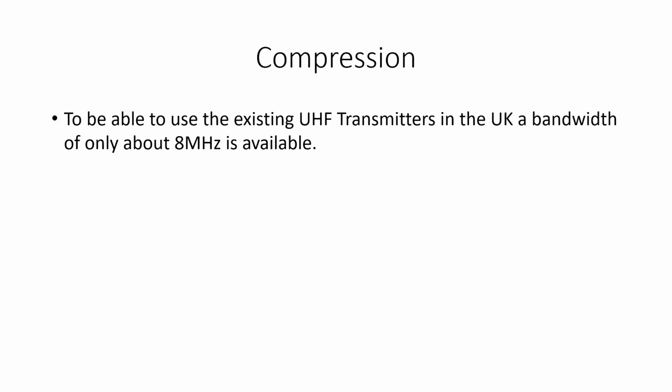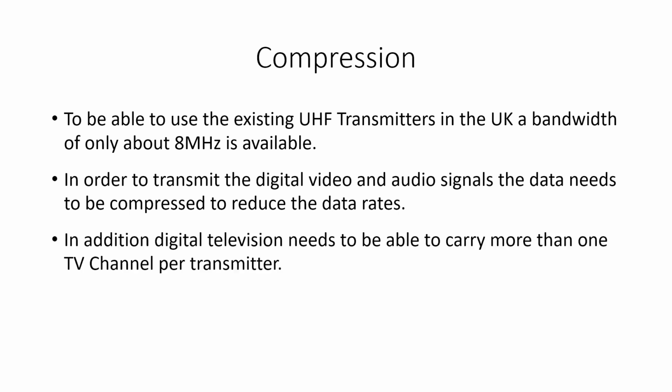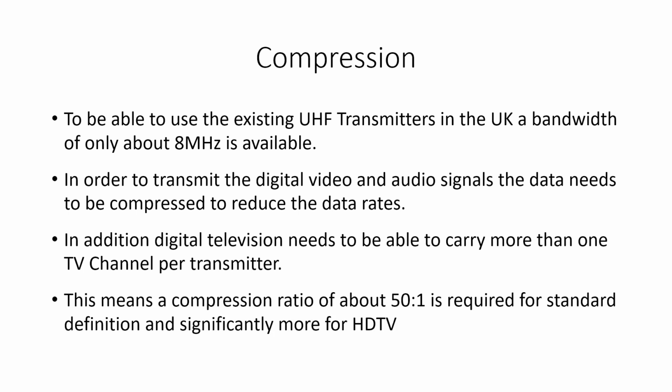To be able to use the existing UHF transmitters in the UK, a bandwidth of only about 8 MHz is available. In order to transmit the digital video and audio signals, the data needs to be compressed to reduce the data rates. In addition, digital television needs to be able to carry more than one television channel per transmitter. This means a compression ratio of about 50:1 is required for standard definition and significantly more for high definition television.